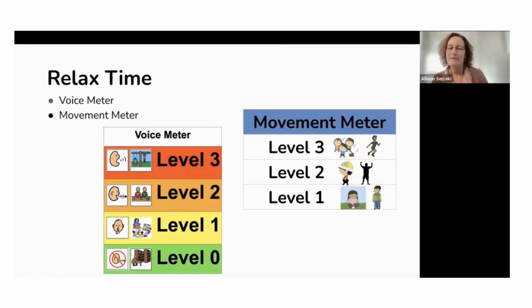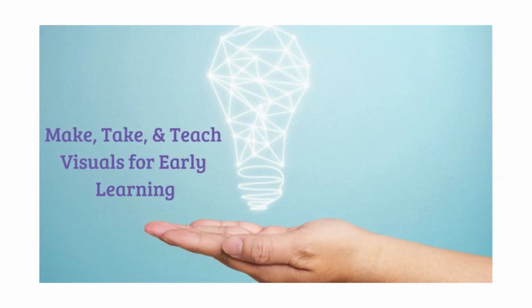Exactly. And same idea for the movement meter. It's the idea, when you're dancing and doing the movement breaks, that's a level 3, right? Your whole body can be moving. Level 2 might be just your hands, or level 2 might just be your feet, right? And then level 1 being more sedentary, right? The sitting during story time, during the shared reading.